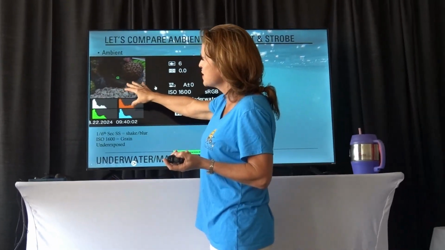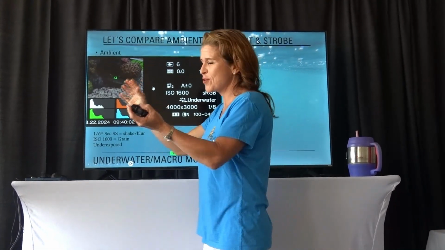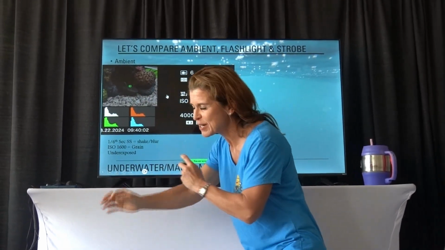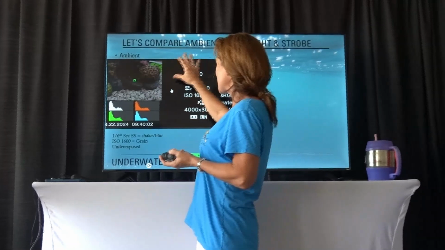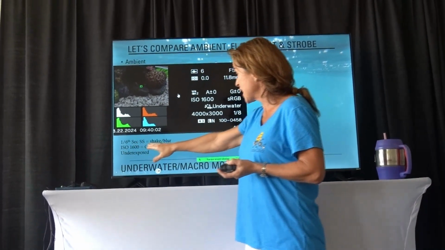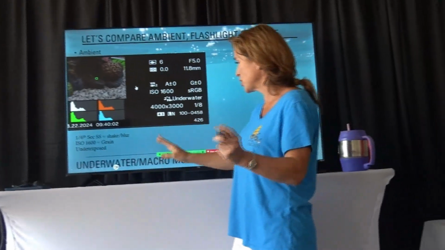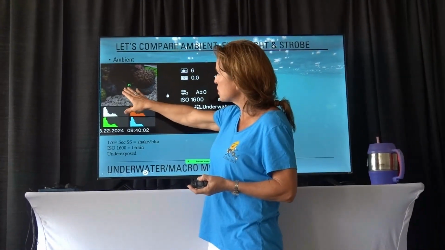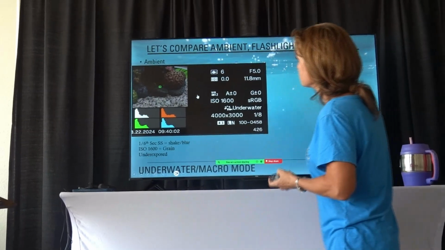Now this was not in the water. This was on my table, and I was holding still and I was right beside it. So this is just for the information, not for the actual image. My ISO speed here with ambient, 1600. No good. You're going to have grain. And it's underexposed. It's too dark to be a good image.